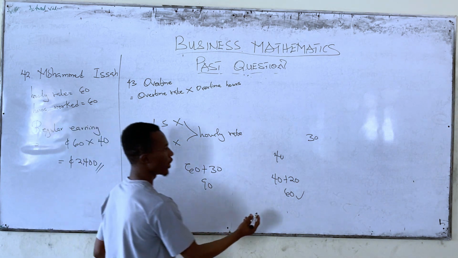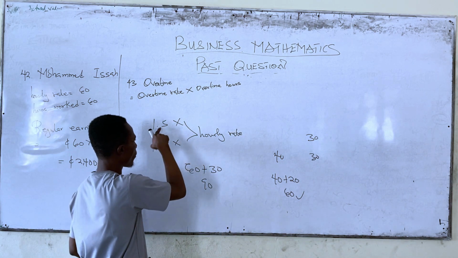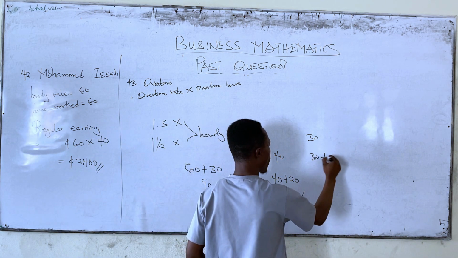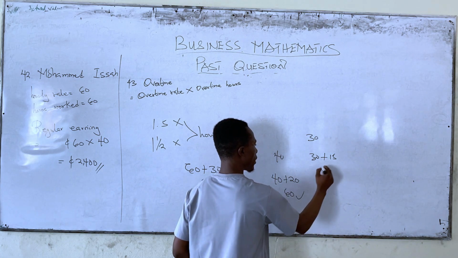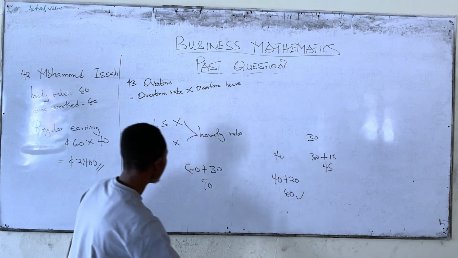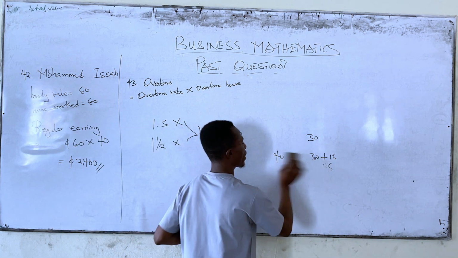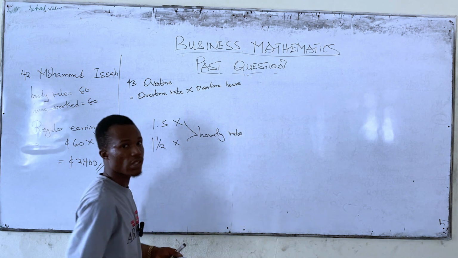So you see you are going to get this 30, that is the one you see over here, 0.5 or half, so plus 15, and that will give you 45. That is the overtime. I hope you get that. But I know that in most of the calculations that you have been taught, this is how you calculate for the overtime.